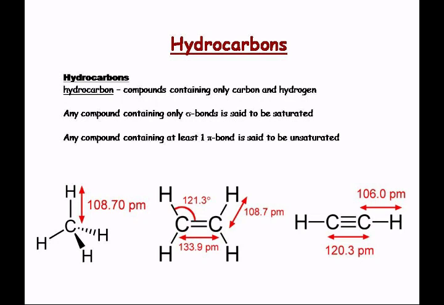Like what it says here, any compound containing only sigma bonds is said to be saturated. This is a term that we use to define these things. Saturated hydrocarbons are alkanes, essentially. But we can have hydrocarbons that are unsaturated, which means that they must have at least one double bond or one triple bond in them, because unsaturation means that we have at least one pi bond. Does that make sense? Okay, cool.